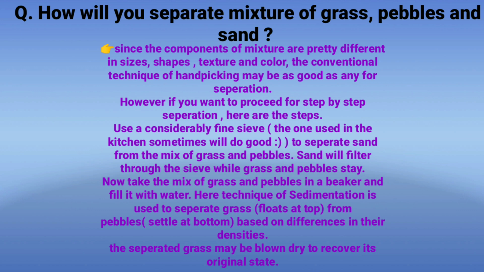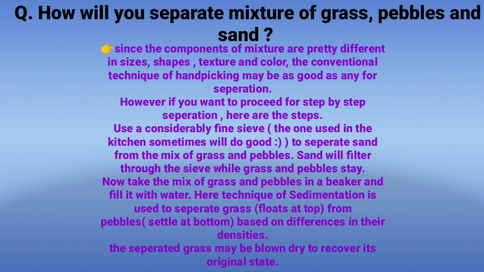However, if you want to proceed for step by step separation, here are the steps. Number 1, use a considerably fine sieve, like the one you use in the kitchen, to separate sand from the mixture of grass and pebbles. Sand will filter through the sieve pores while grass and pebbles stay.